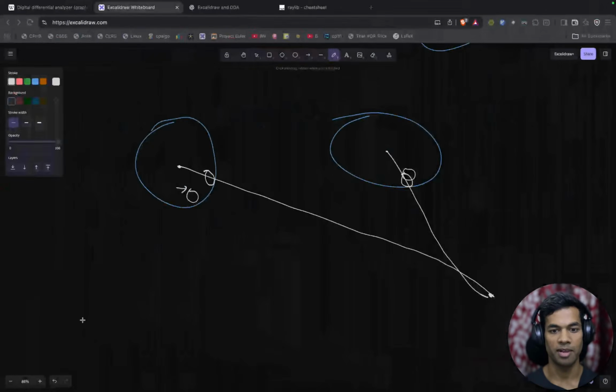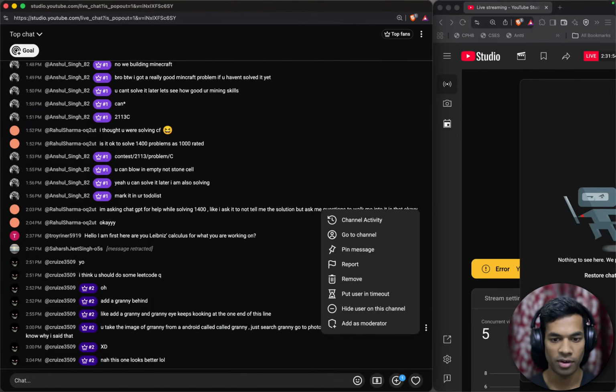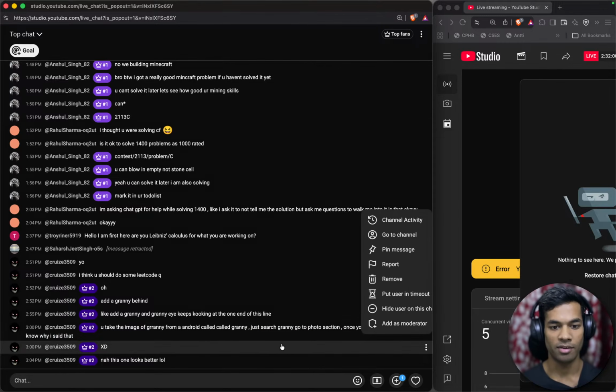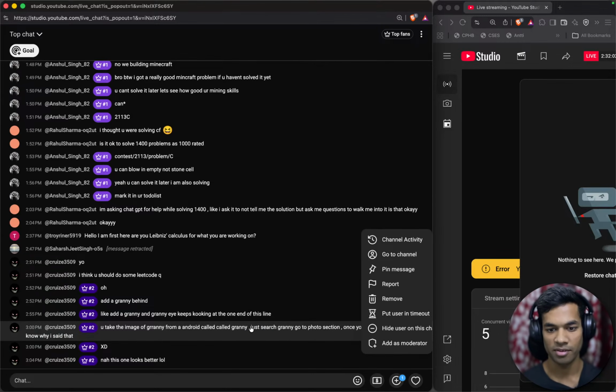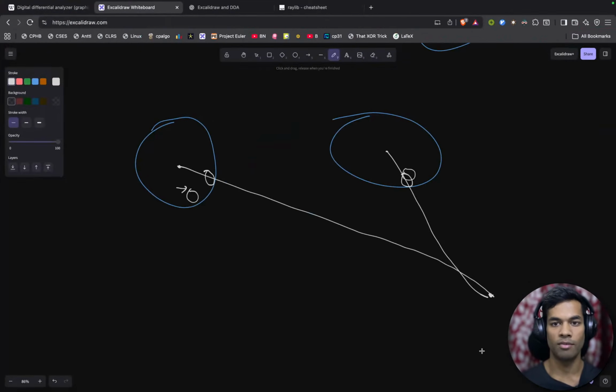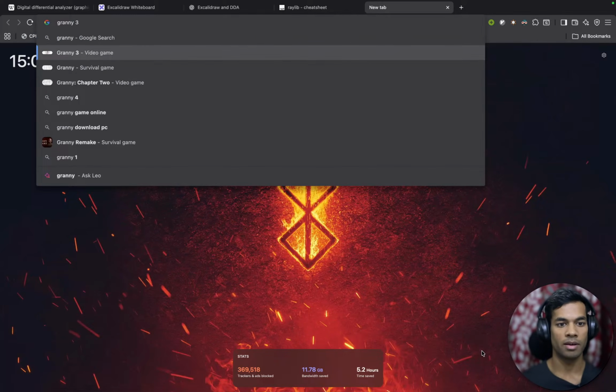Yeah, this one looks pretty cool, better than the main granny. You take an image of granny from an Android. Android, what is Android? Just search granny, go to the photo selection, and you will see granny, as you will know why I said that. Okay, let me search. Granny photo. Okay, something crazy might come up.